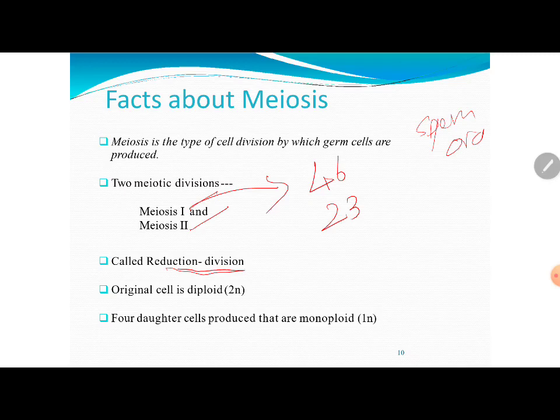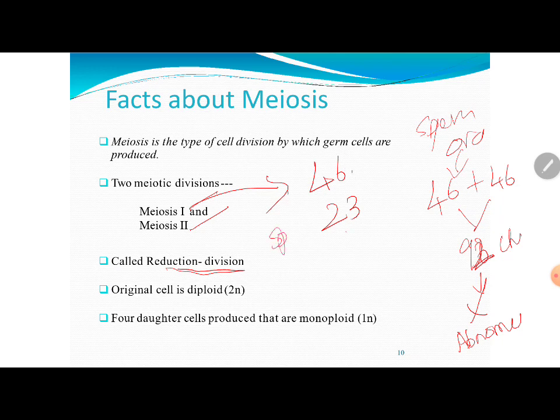Now see girls, if the sperms and the ova have 46 and 46 chromosomes, the resulting zygote will have what? 92 chromosomes. Is this a normal zygote? No, it is an abnormal zygote. So what happens here is a reduction division takes place in the first meiotic division. So from 46 they become 23. So a sperm will have 23 chromosomes and the ova will have 23 chromosomes. When they unite, it forms a zygote which has 46 chromosomes. Now this is a normal zygote.